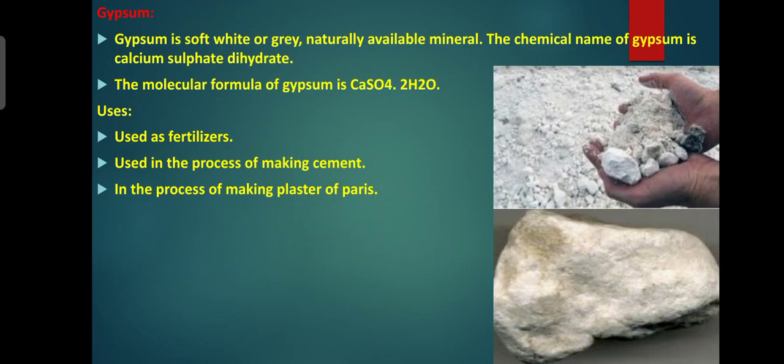What is gypsum? Gypsum is a mineral. It's non-toxic, non-poisonous. It is a very common sulfate. Gypsum is a soft, white and grey naturally available mineral. The chemical name of gypsum is calcium sulfate dihydrate. The molecular formula of gypsum is CaSO4 and 2H2O.